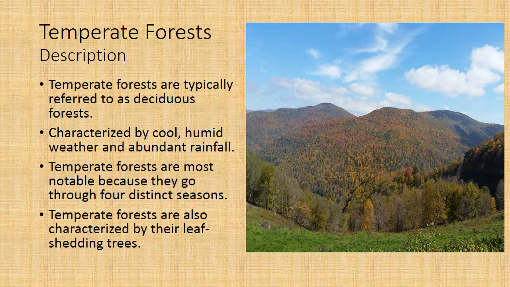Temperate forests are typically referred to as deciduous forests. They're characterized by cool, humid weather and abundant rainfall. Temperate forests are most notable because they go through 4 distinct seasons: summer, fall, winter, and spring. They're also characterized by their leaf-shedding trees. As you can see from the photo, the color of the trees on the mountains changes during the fall.